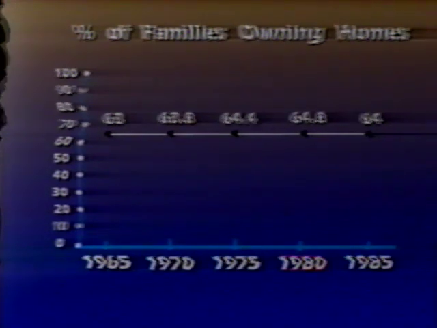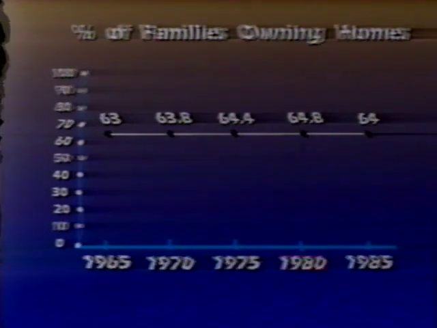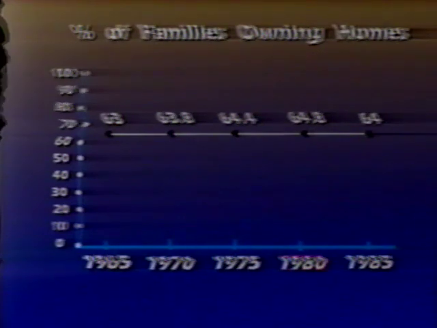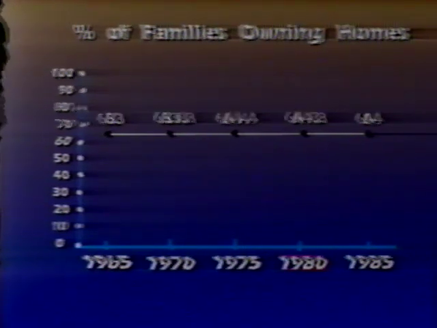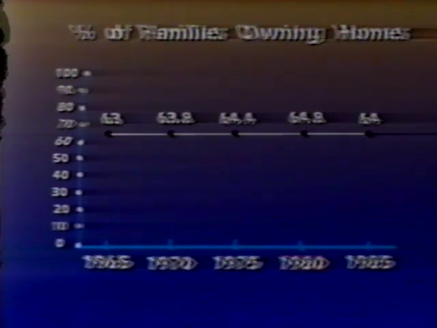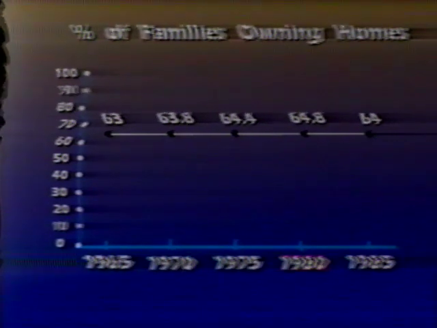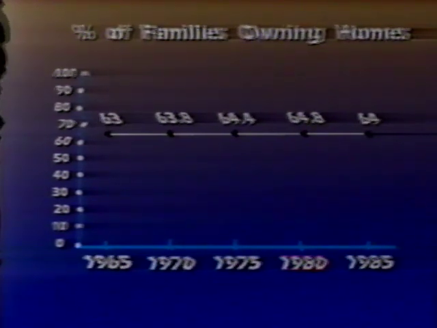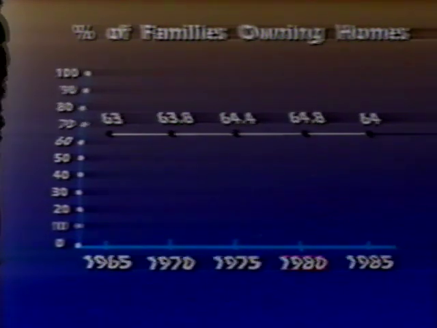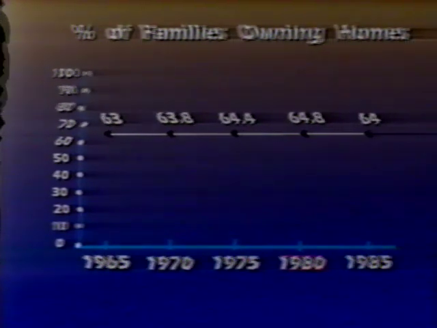So let's look carefully at this particular frequency polygon again, as it relates to the information that we were given. The vertical axis here gives all possible percents from 0 to 100. Since the only percents found in our table were between 63% and 64.8%, all the information is compacted into a very small interval. The viewer will leave this graph with the impression that there has been almost no change in home ownership between 1965 and 1985, because our graph appears to be essentially a horizontal line.